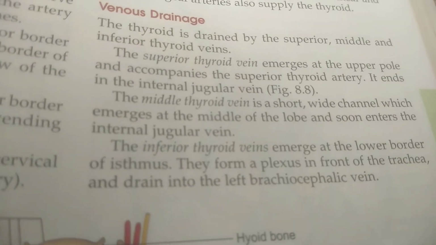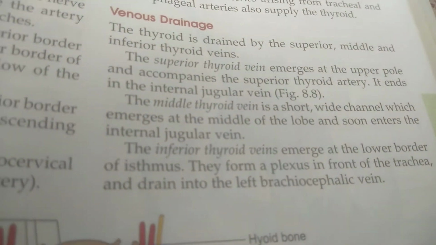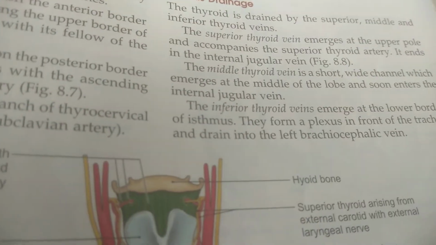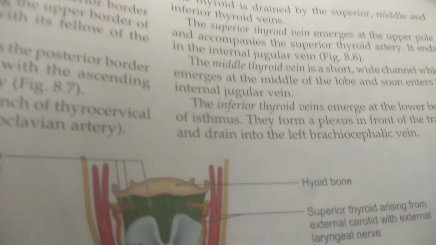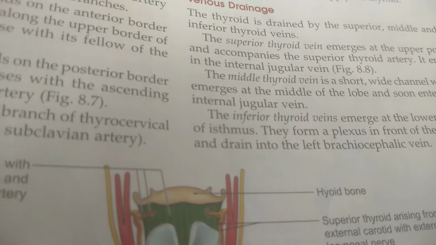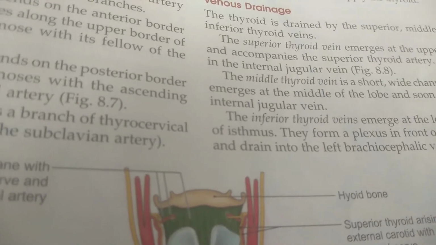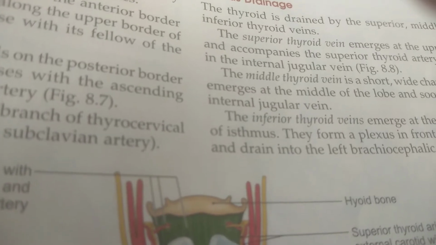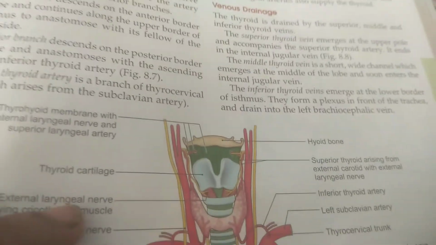Okay, the superior thyroid vein emerges at the upper pole and drains into the internal jugular vein. The middle thyroid vein emerges at the middle of the lobe and drains into the internal jugular vein. And the inferior thyroid vein emerges at the lower border of the isthmus and drains into the left brachiocephalic vein. So in the blood supply of the thyroid gland, you have to learn the two arteries supplying the thyroid gland, that is the superior thyroid artery and inferior thyroid artery, and the venous drainage. Basically the thyroid gland is drained by three veins, the superior thyroid vein, the middle thyroid vein and the inferior thyroid vein. Okay, so let's go to the lymphatic drainage.